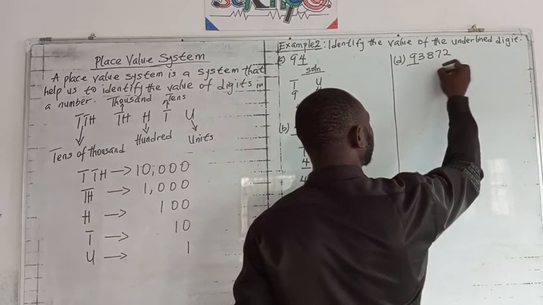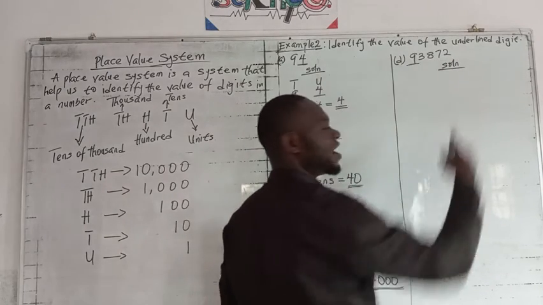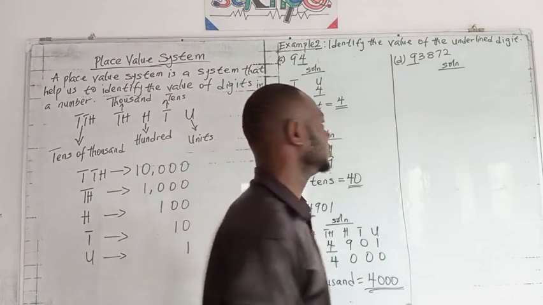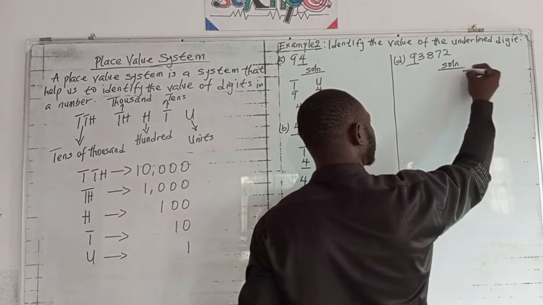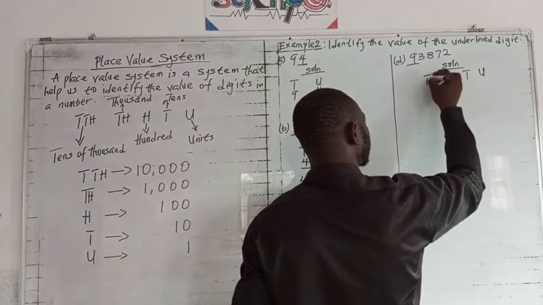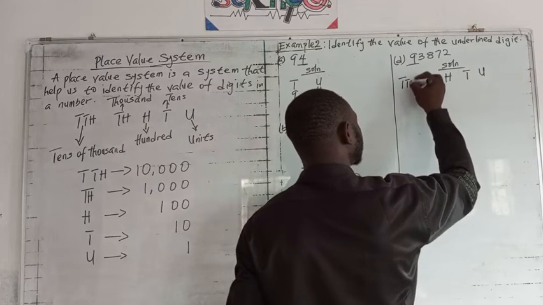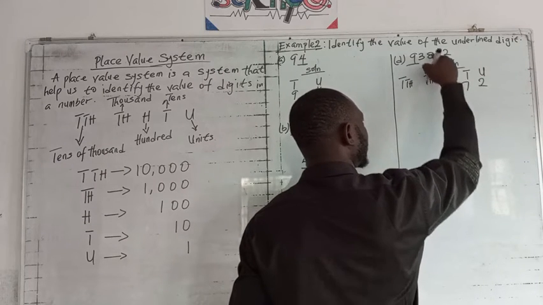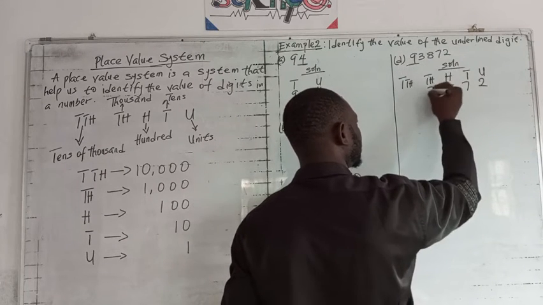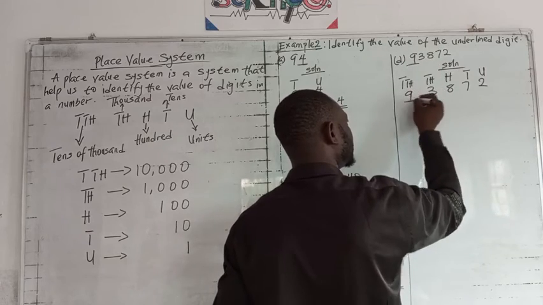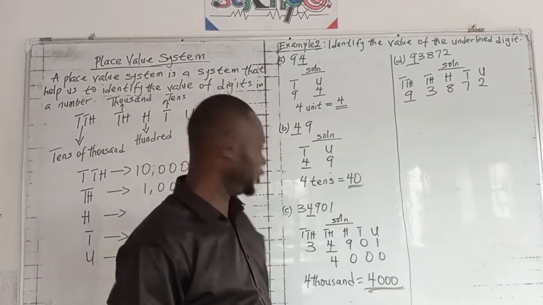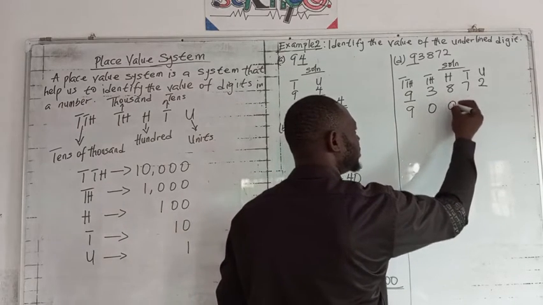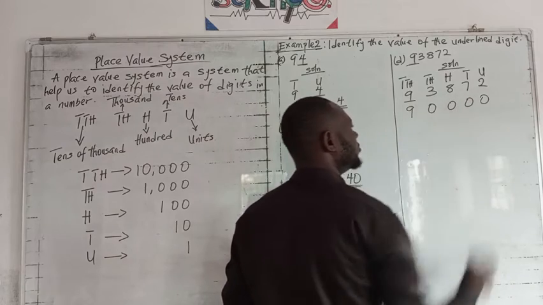Solution. Since there are 5-digit numbers, meaning that our highest place value is tens of thousand. So let's go. Units, tens, hundred, thousand, tens of thousand. And we arrange 2 under units, 7 tens, 8 hundreds, 3 thousand, 9 tens of thousand. We underline. So what do we do again? We bring down 9. Here becomes 0, here becomes 0, here becomes 0, here becomes 0.